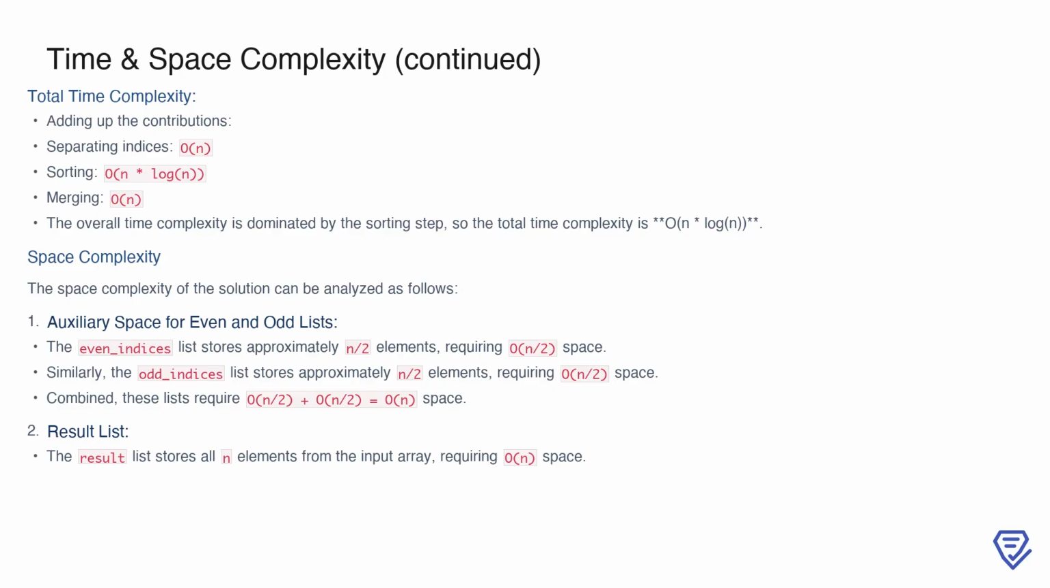The even and odd index lists each hold approximately n/2 elements. Storing these requires O(n/2) space for each list, which adds up to O(n) space overall. Additionally, the result list, which contains all n elements, also requires O(n) space. These are the primary contributors to the space complexity so far.